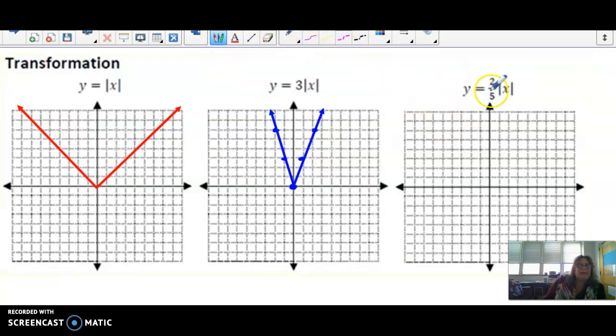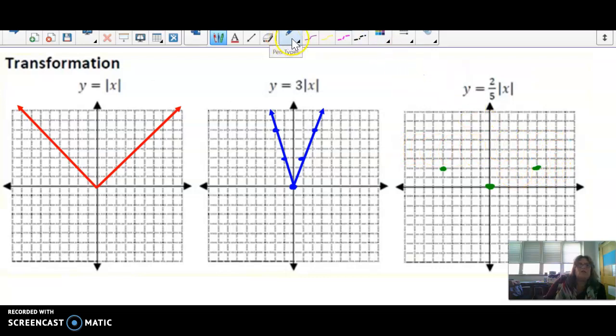If we look at nothing added or subtracted inside the absolute value or outside the absolute value, so we're still going to start at 0, 0. Now we go up 2 and to the right 5. 1, 2, 3, 4, 5. 1, 2, 3, 4, 5.